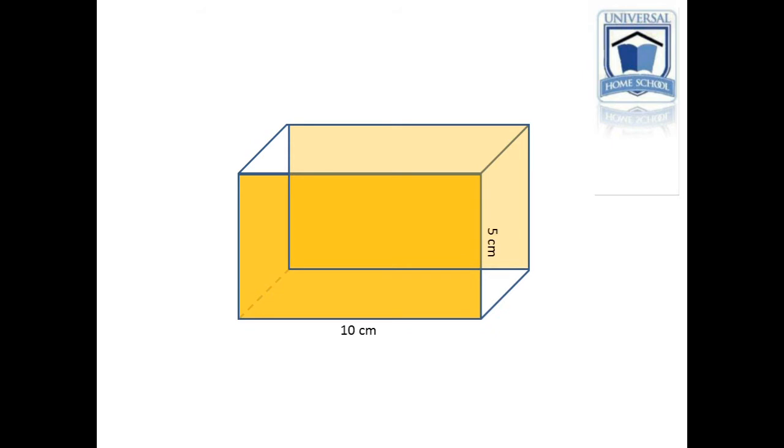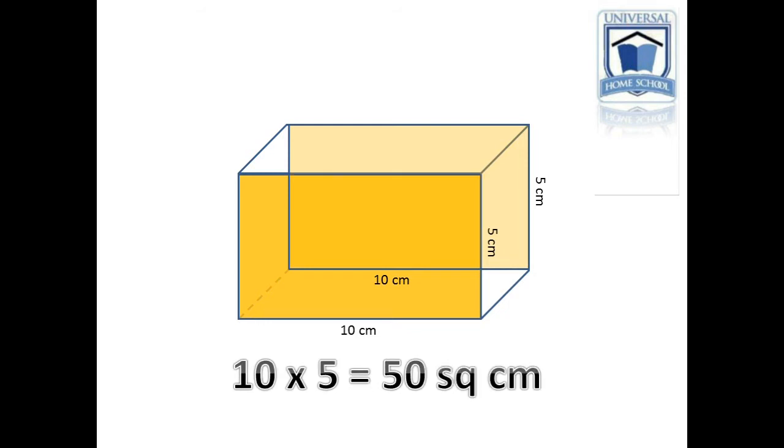Here are the dimensions: 10 centimeters by 5 centimeters. To find the area of the front face, it's length times the width, or length times the height. It really doesn't matter as long as you're multiplying this side by this side. So that would be 10 times 5, which equals 50 square centimeters. So 50 square centimeters would be the area of the front face.